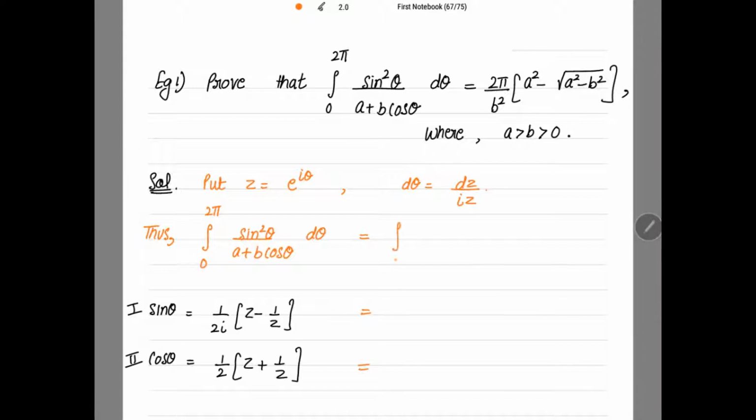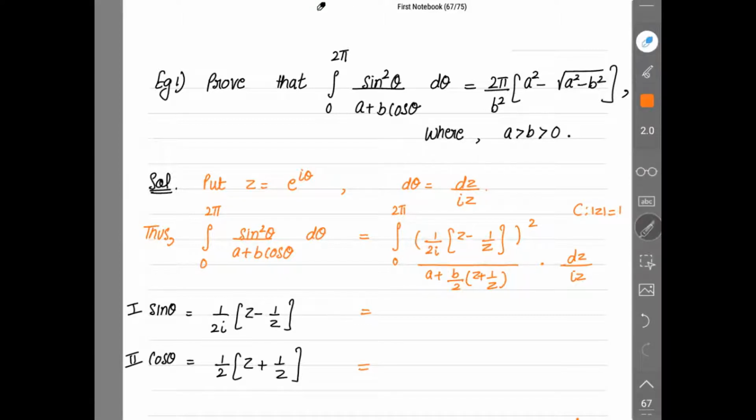So this will be 0 to 2 pi of sine square theta, which is 1 over 2 iota into z minus 1 over z whole square, over a plus b into z plus 1 over z divided by 2, and this d theta is dz over iota z, where this c is a complete circle mod z equal to 1, and this is very important to note.